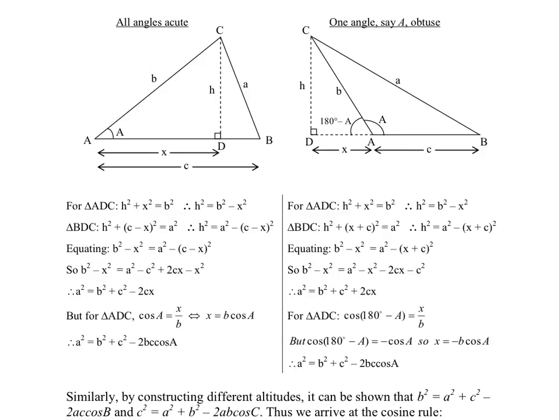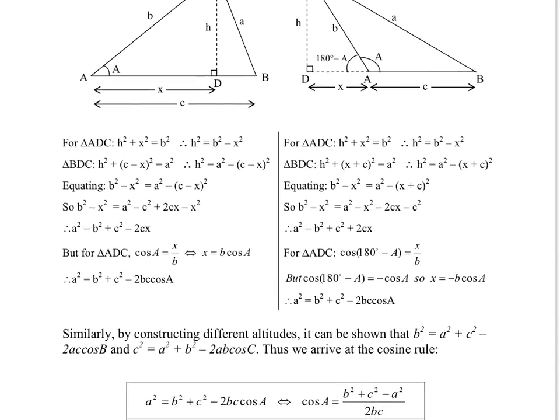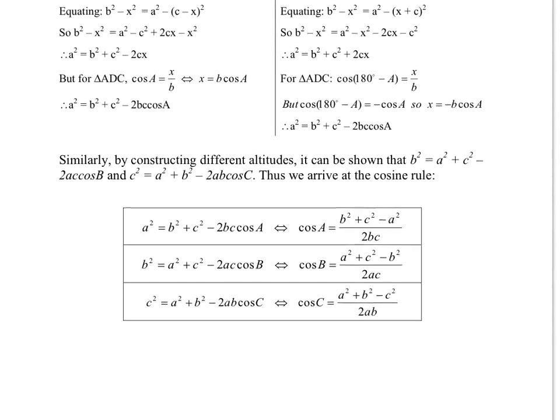It really just involves putting in a height like this, an altitude, and then getting a couple of different expressions for the height and equating them. In any case, you'll end up with this thing down here, which is one version of the cosine rule. And it doesn't matter if you've got an acute triangle or an obtuse triangle, you'll end up with that same expression. And then there are alternative versions of that.